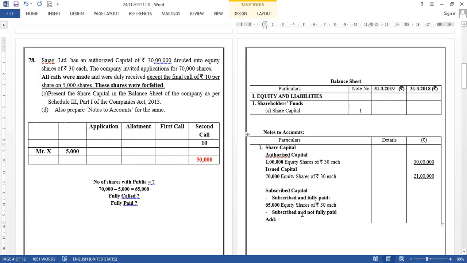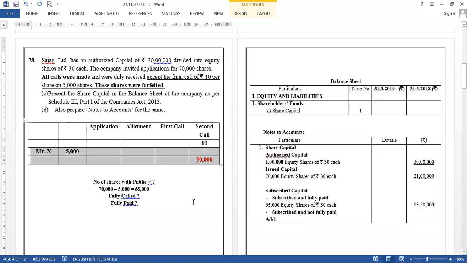Yes, it is. So let's write the amount. How much amount will be there? 19,50,000. That's fine. Now, what about the remaining 5,000 shares? Mr. X had 5,000 shares. Are these shares not fully paid? Will calls in arrears come or share forfeiture come?